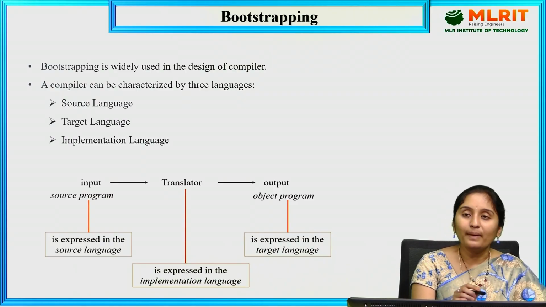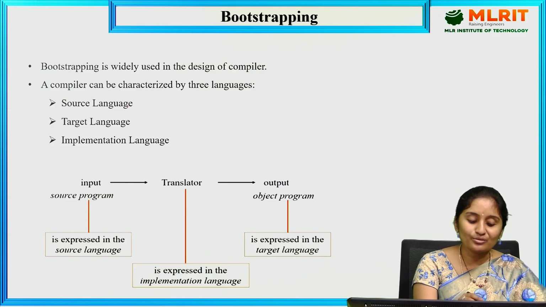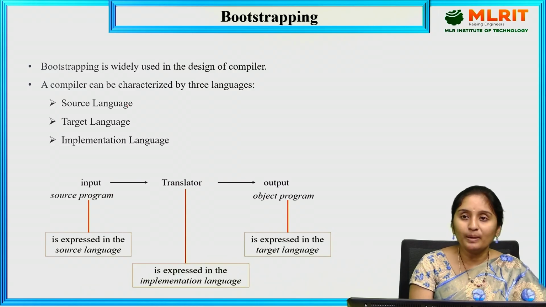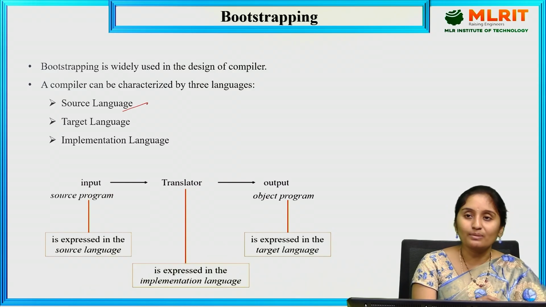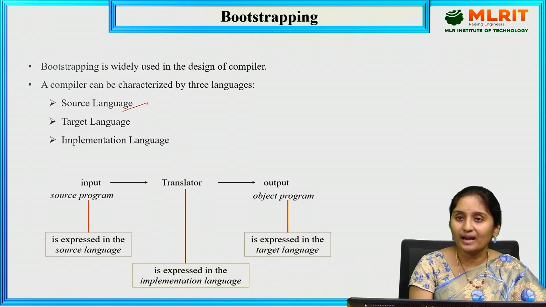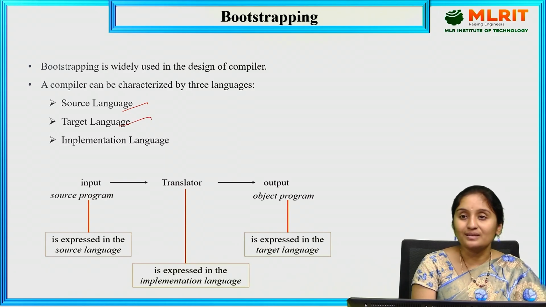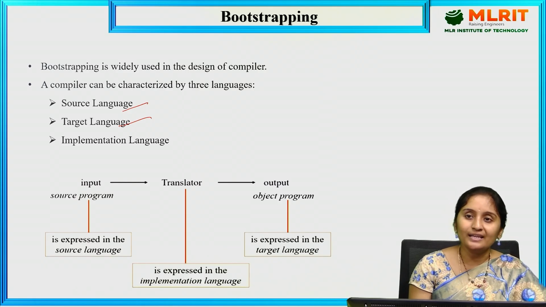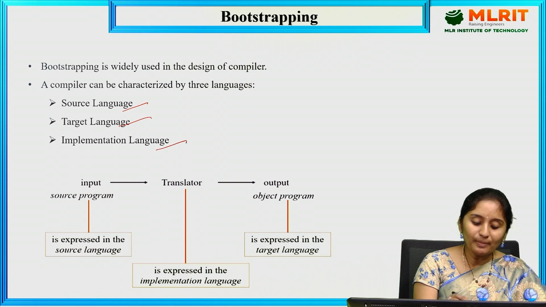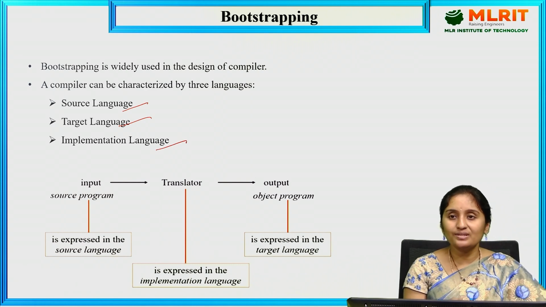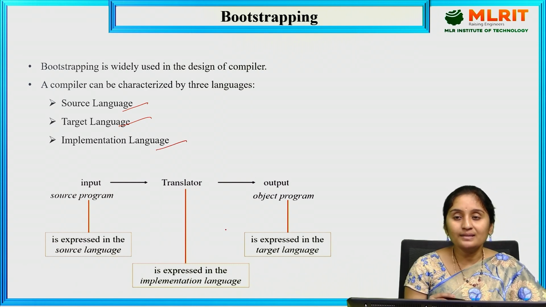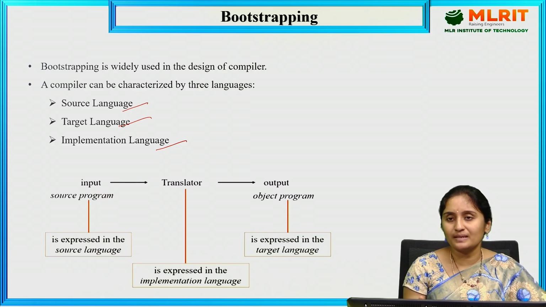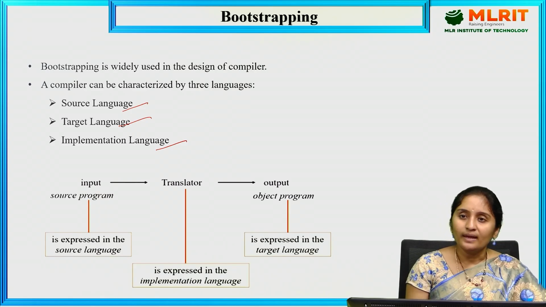A compiler can be categorized into three languages: source language, target language and the implementation language. The source language is the source program, which is written in a high level language that is understandable by the human. The target language is the output that is understandable by the machine, and it will be in the object code. The implementation language is the language in which the compiler is written. It can be written in any programming language like C, C++, Java, Pascal or Python.